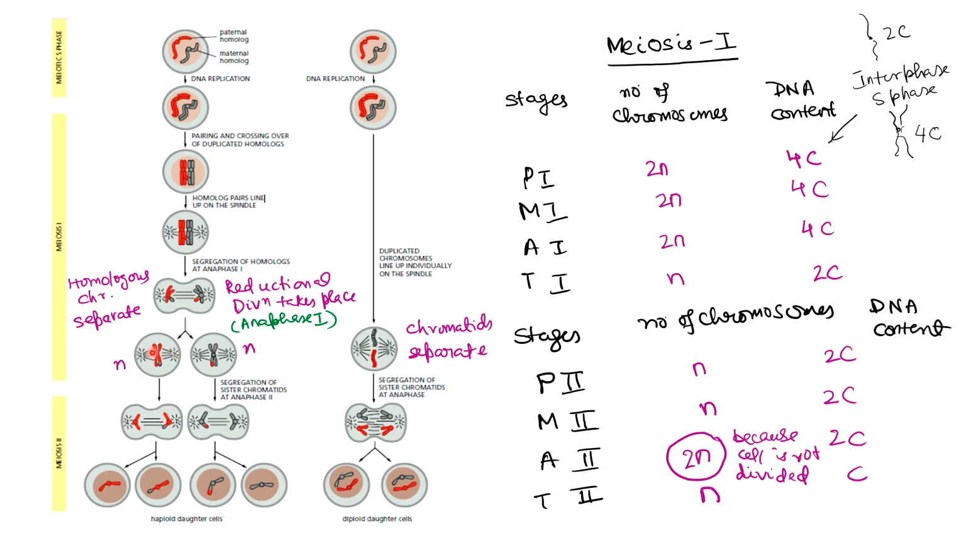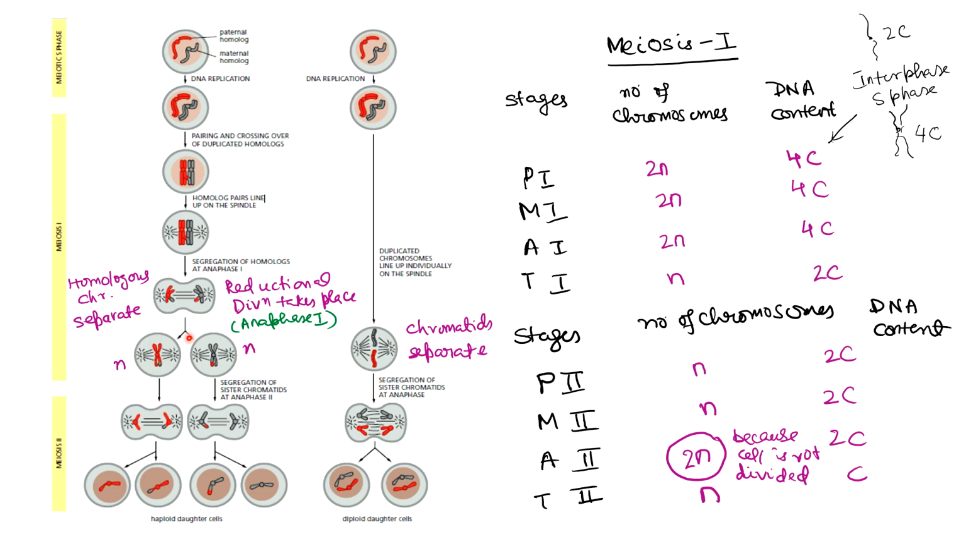N, and each of the chromosomes is having two chromatids. So what will be the DNA content? Because we are having half of the chromosomes, and each chromosome is having two sister chromatids in them, but the DNA content will be still 2C.